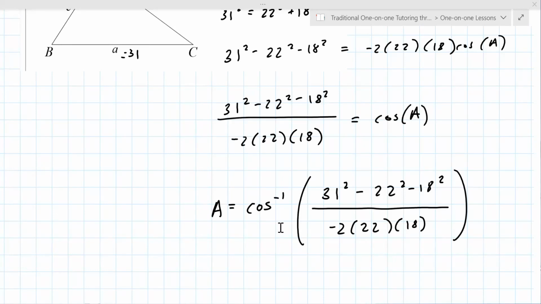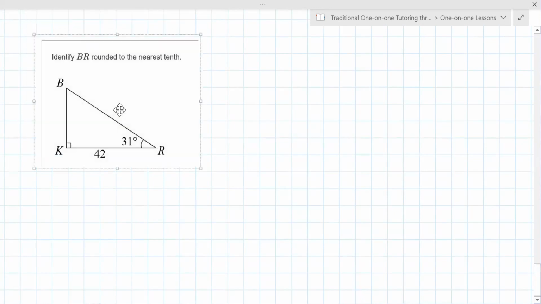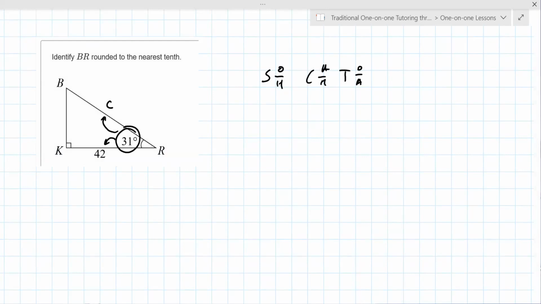All right. So we're trying to find BR. BR is the hypotenuse over here, C. Which trig function do you want to use here to find this? It depends on what you're given. You're given that one and you're trying to find that one. So I would go with adjacent over hypotenuse.